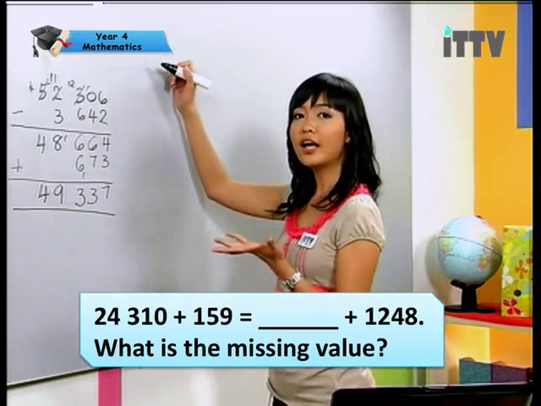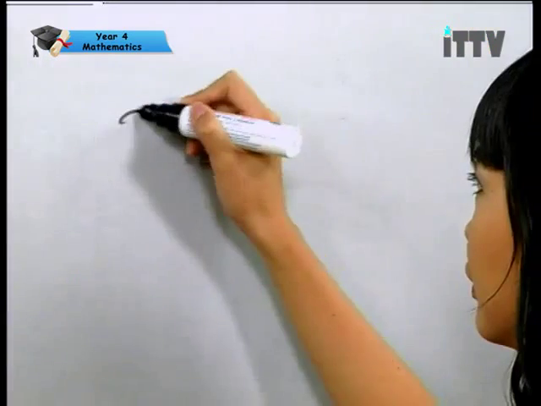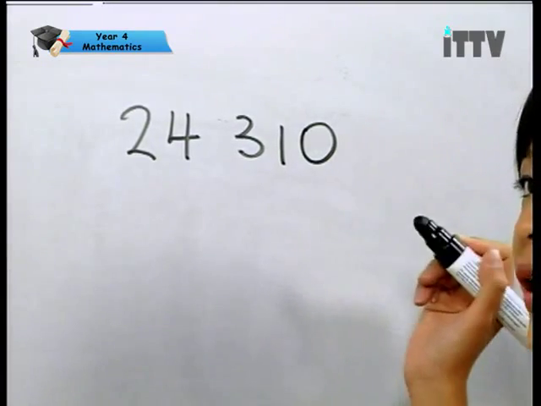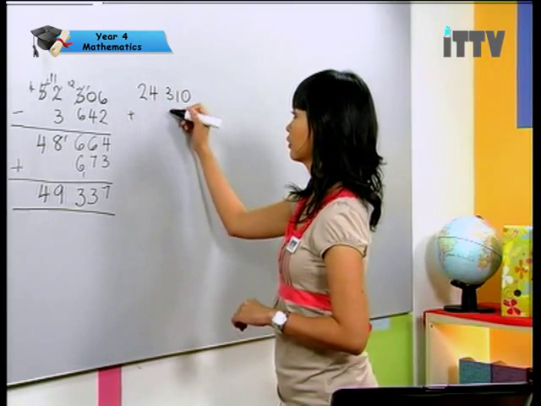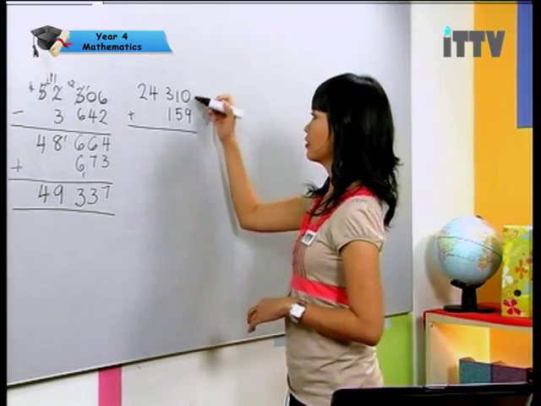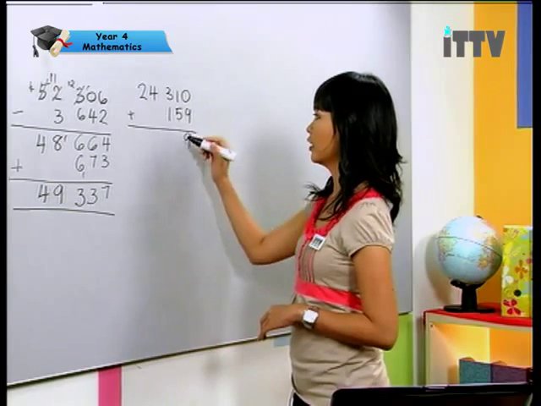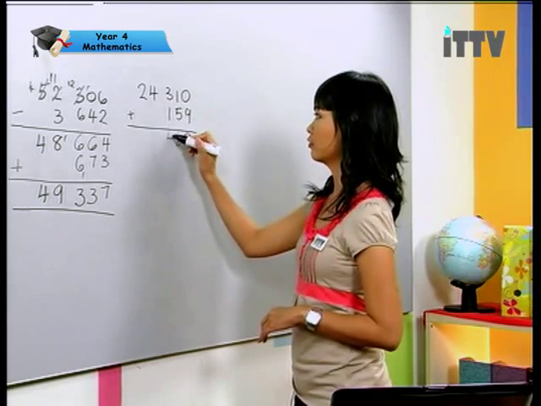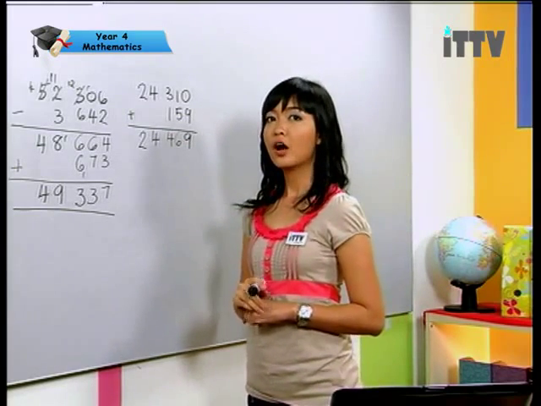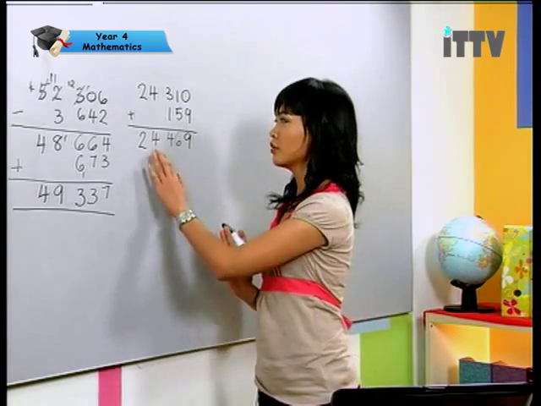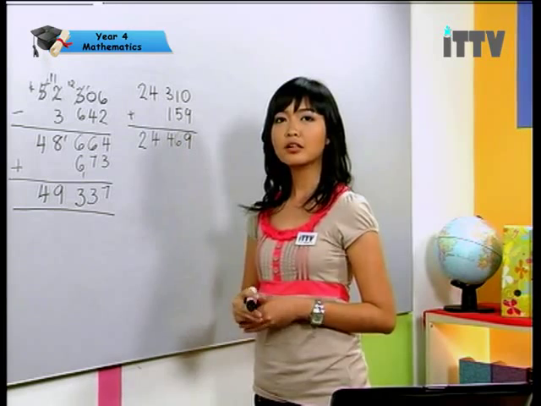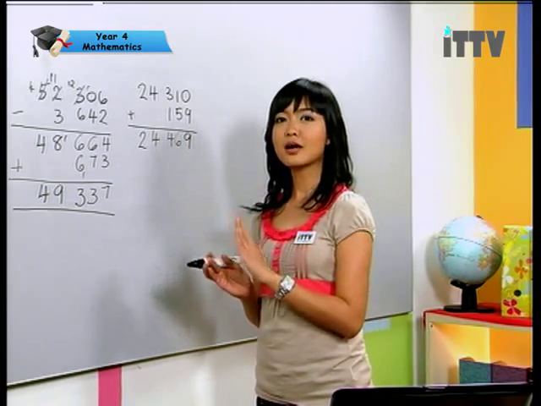Now on the left, these are the numbers that I have. 24,310 plus 159. Okay, what do we have here? 0 plus 9, 9. Over here, 6, and then 4, 4, and 2. So on the left, the total is 24,469.